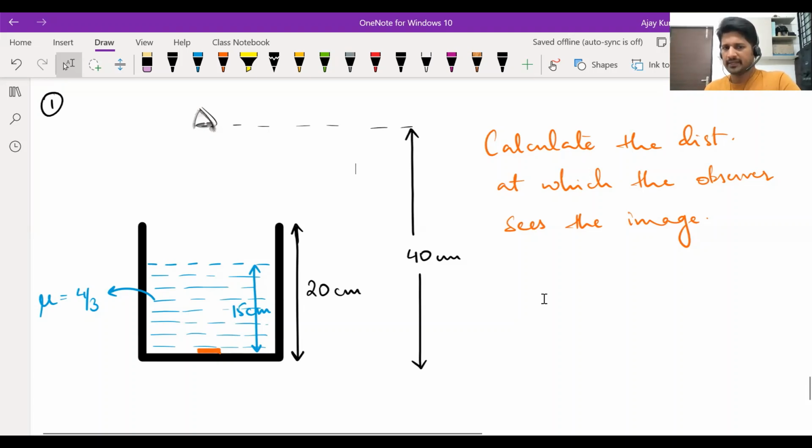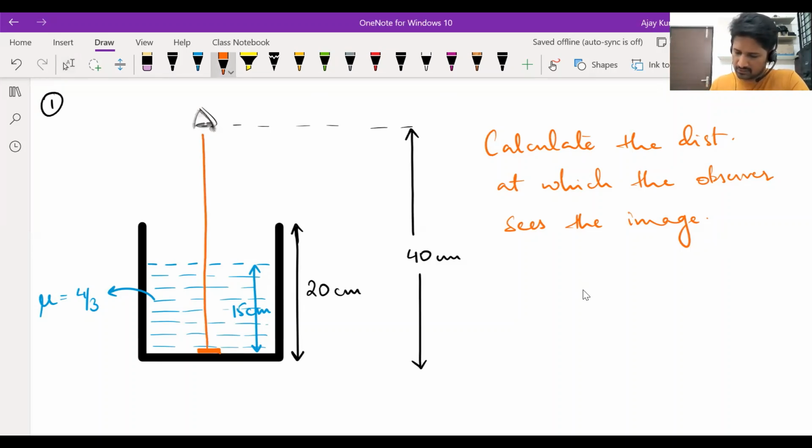Object is in the denser medium water. Observer is in the rarer medium air. So the image will appear closer to the interface. Like you can visualize rays. One ray travels straight like this without bending. Okay, I'm drawing with free hand. Another ray traveling like this bends this way. Third ray traveling like this bends this way. So they all appear to be coming from a common point somewhere here. That is where the image forms. Okay, you have to find out how far that is from the observer's eye.